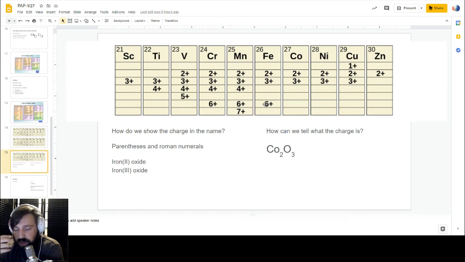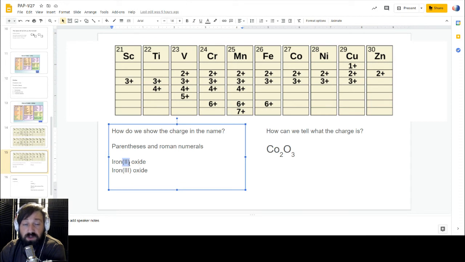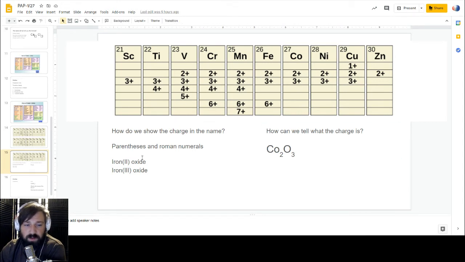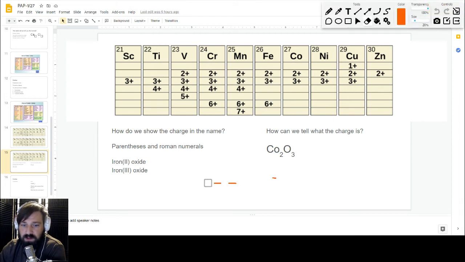Who knows, right? So we have this naming system down here. We use parentheses and Roman numerals when we're writing out the name. So iron parentheses 2 oxide, iron 2 oxide. What this 2 represents here is the charge of the iron, okay? And iron 3 oxide is going to be iron 3 plus. All right, so let's kind of think about this for a second. Let's write out the chemical formulas for this.